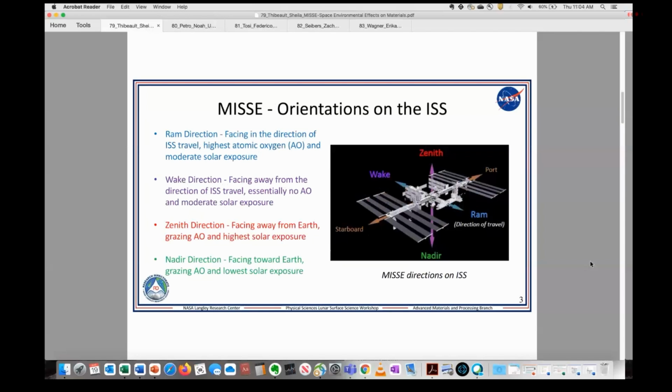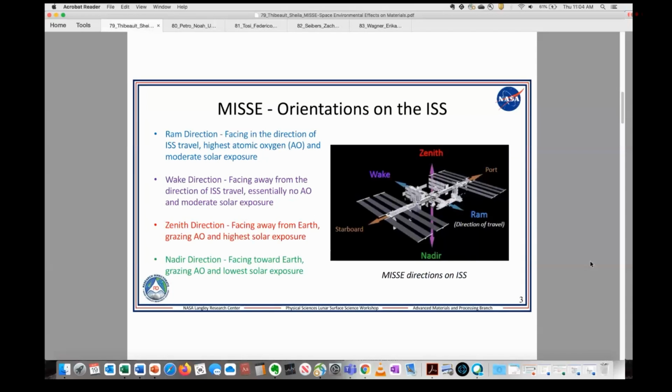There are four orientations that we use for MISSY. Each orientation has a different environment, so it's important to pick the right orientation for the experiment that you're planning. The RAM direction is in the direction of travel of the ISS, and this direction has the highest atomic oxygen level.